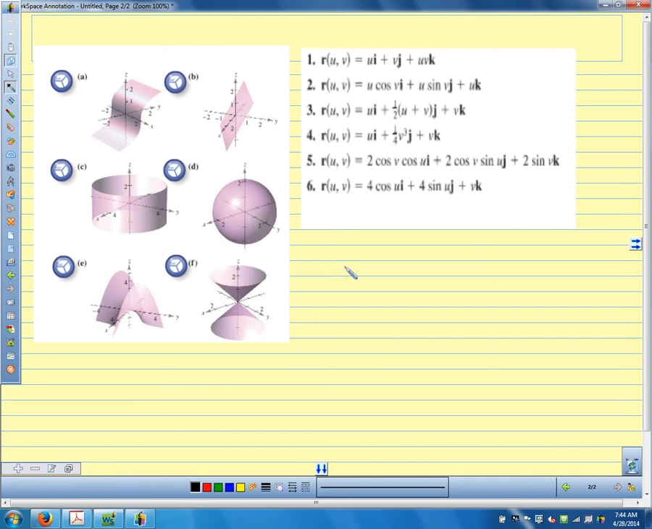All right, so for number one, we have r of u and v is u i plus v j plus uv k hat. And we want to match that to the surface. Any ideas there?